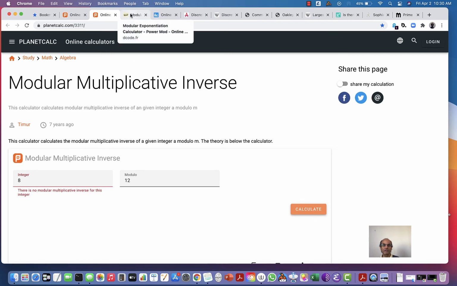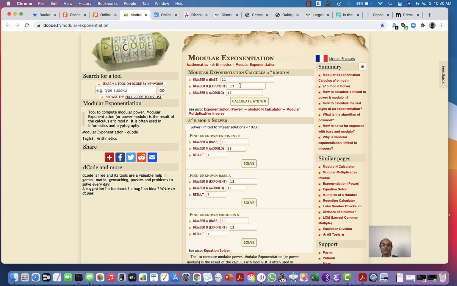And more generally, you can find tons of algorithms out there. So here's modular exponentiation. You can calculate a to the power b mod n. This is the algorithm we're going to study next.